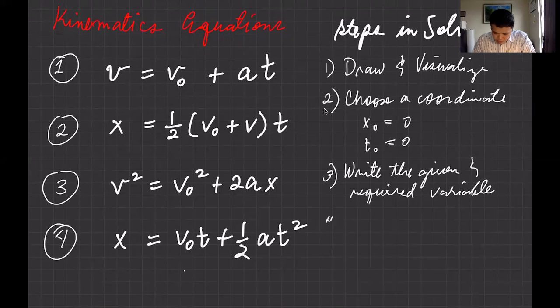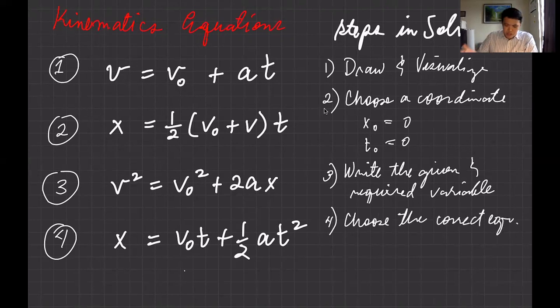Step number 4 when solving problems: choose the correct equation. Actually, we just did it. Once you identify your required variables and the given variables, you can now choose the right equation. So for our example, we chose equation number 1, and then later on we chose equation number 4.